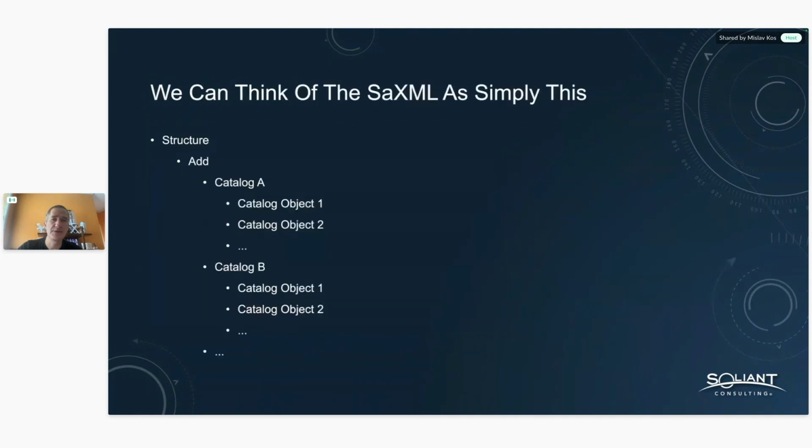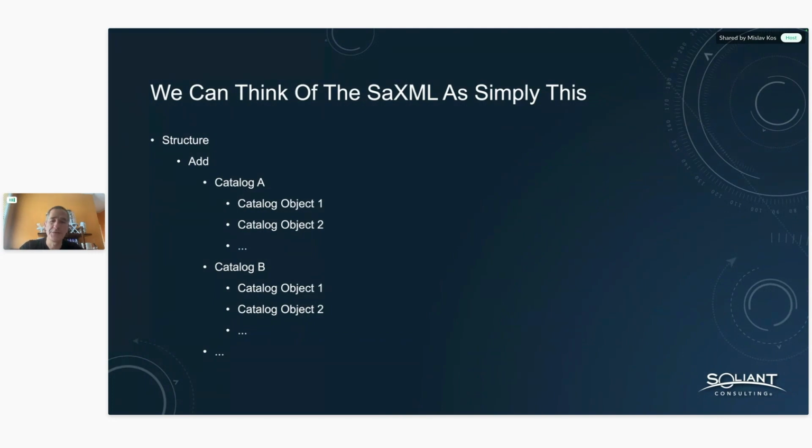But if we just think of it as a black box, then we can see the XML at a high level as simply this. There's the structure tag, it has an add tag, and it has a list of catalogs, and each catalog has the catalog objects listed in it, right? So this is a simpler model to internalize what the structure of these XMLs looks like.